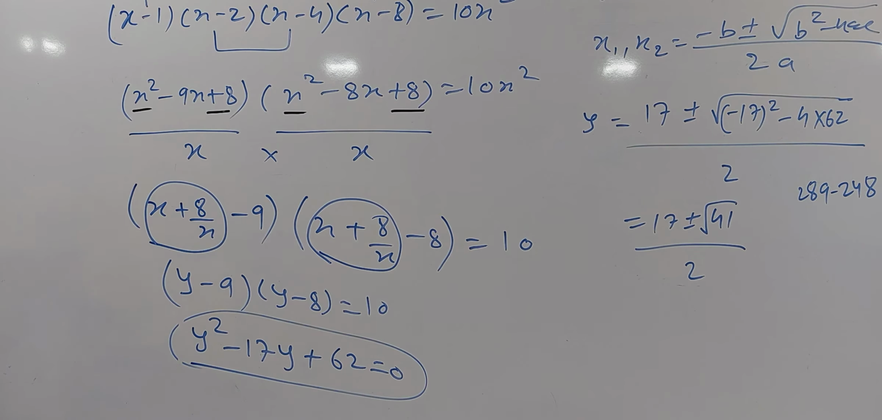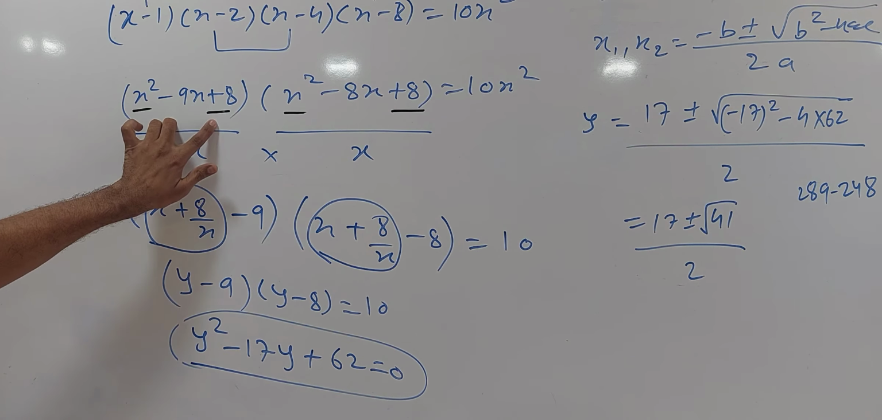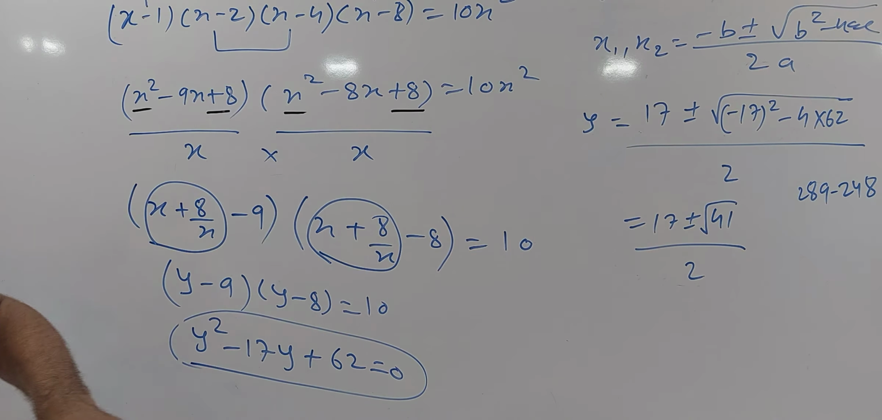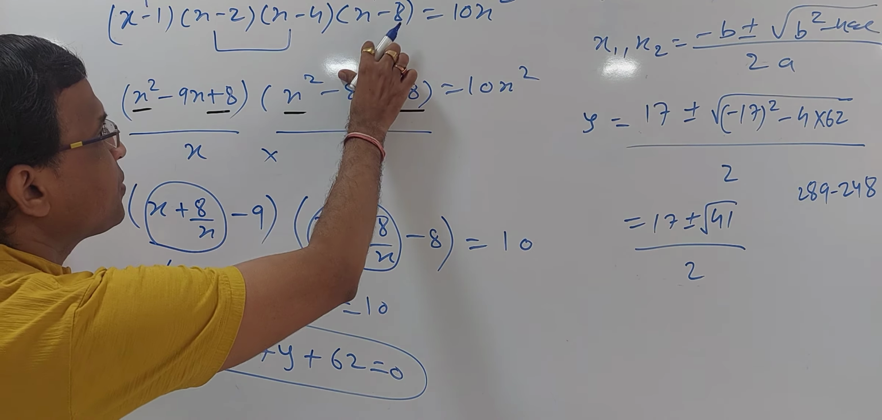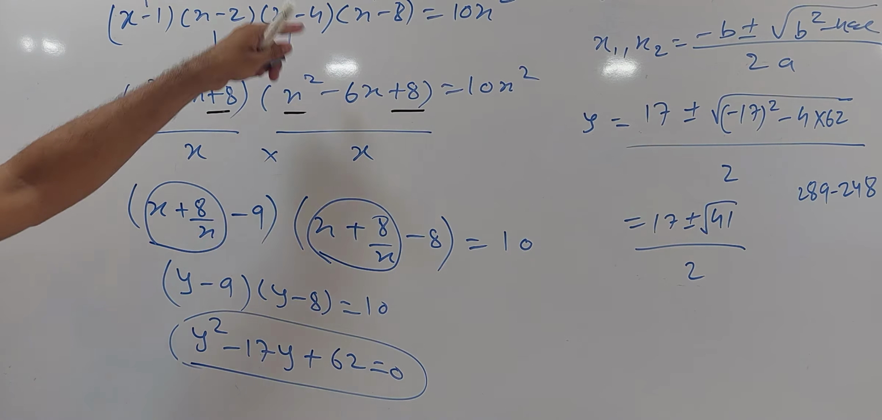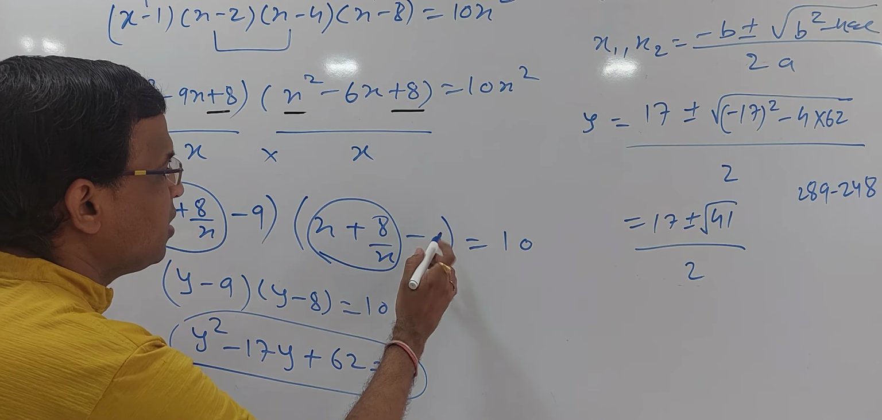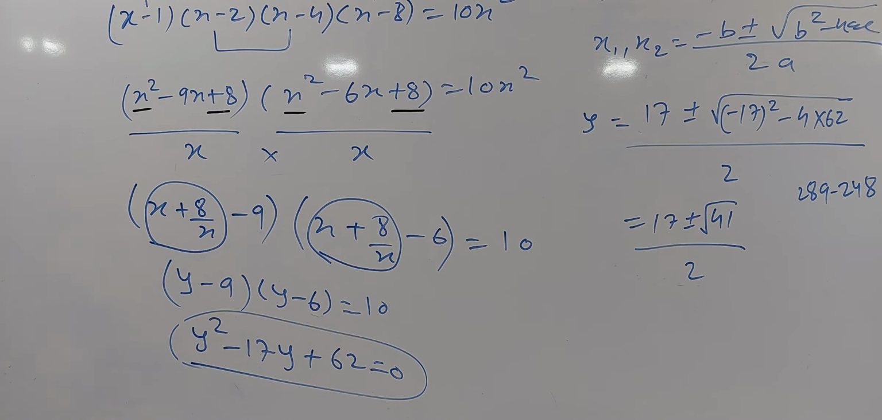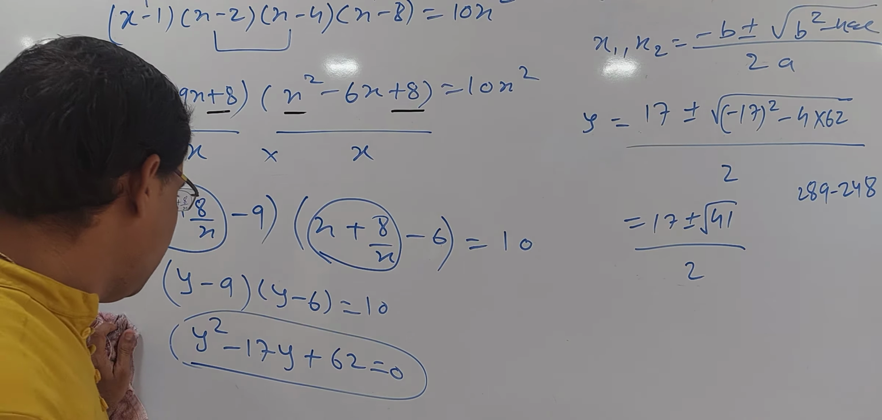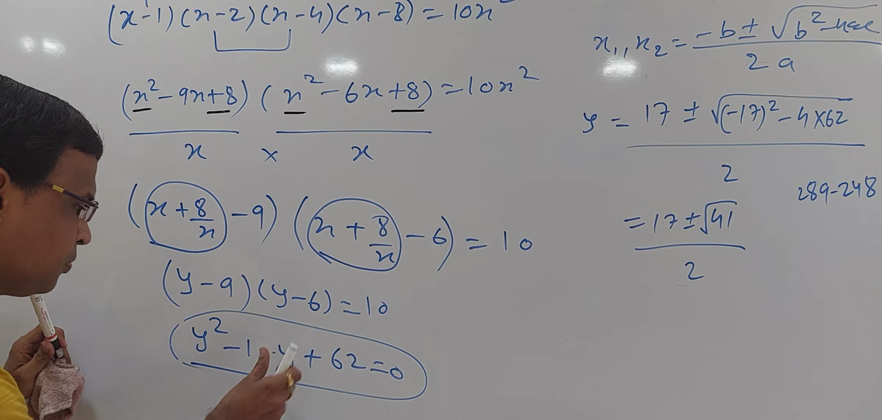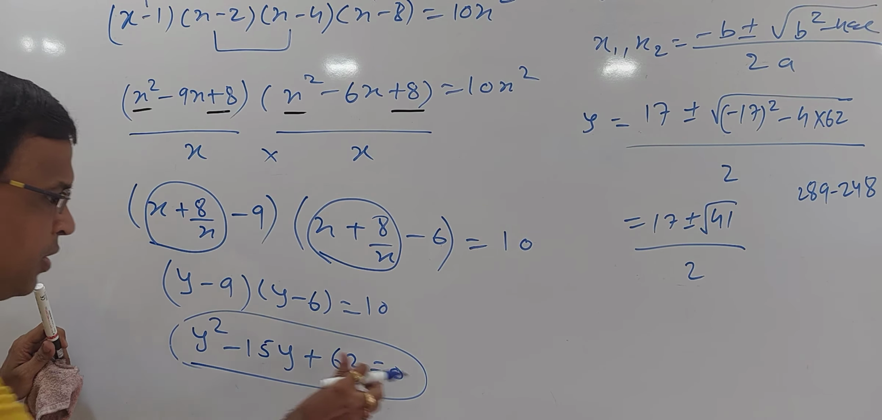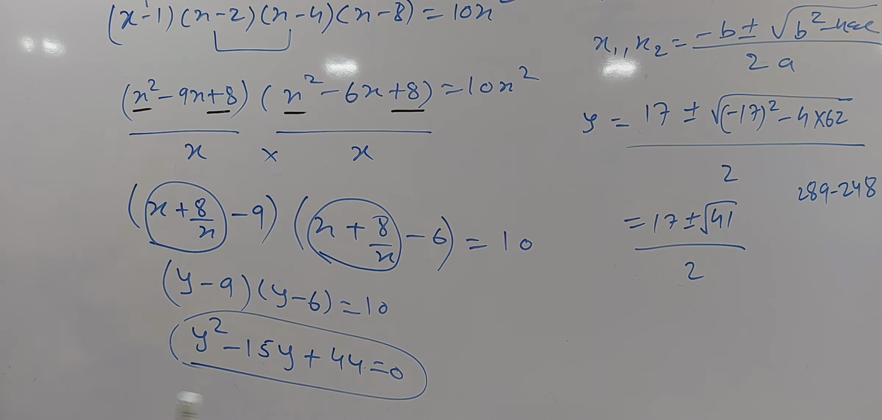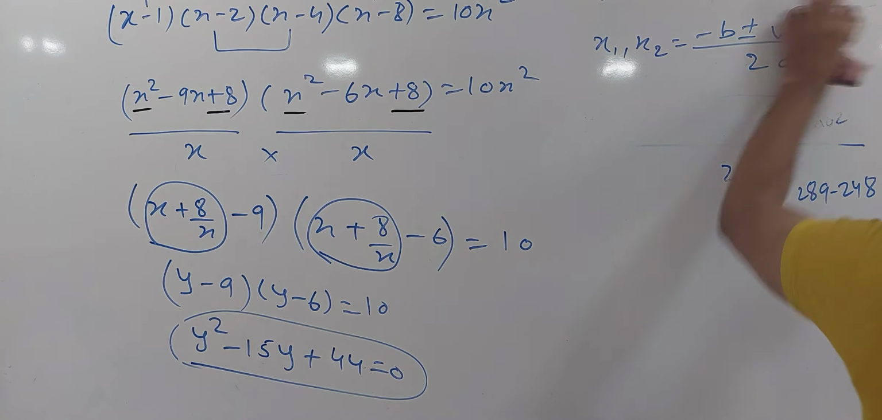If there is any mistake, you can just cross check a little bit. X square minus 9x plus 8, x square minus, it is 6x. I got it wrong in the beginning itself. It is 6x, sorry. So it is minus 6 here. So it will give me minus 15. And it is 44. Fine. Okay. So we don't require this. Sorry, my mistake.